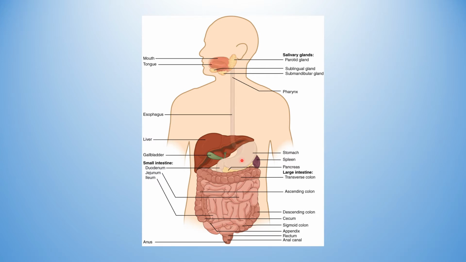Here's the stomach down here now, where you're going to have more churning, breaking up of the food. Both mechanical and chemical digestion occurs in the stomach here.